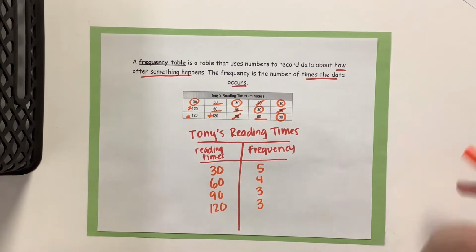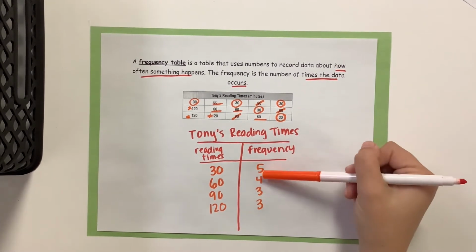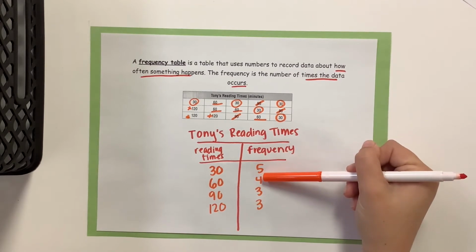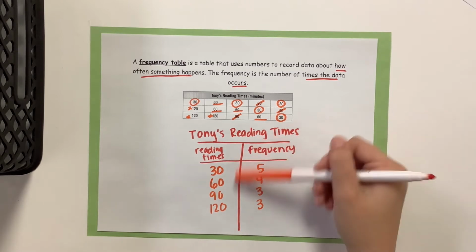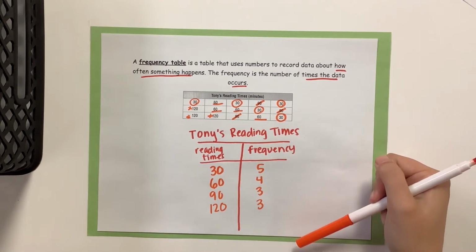So how many times did Tony sit down and read in total? Well, we'd have to count up all the frequencies. So 5 plus 4 is 9. 3 and 3 is 6. 9 plus 6 is 15. So 15 times Tony sat down and read.